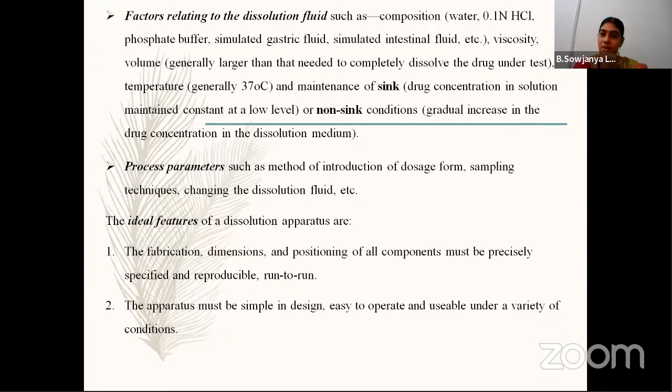So 900 ml initially, whatever it is at the start, at the ending of the experiment you have to maintain the same volume of dissolution medium. Okay, and also the concentration gradients keep increasing, the drug will not stay the same, it keeps releasing completely. Okay, and the process parameters: dosage sample like tablet, capsule and syrup, suspension, emulsions, and sampling techniques, and change the dissolution parameters. So all these factors are responsible for or influence the dissolution rate.